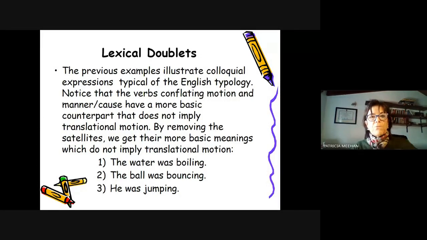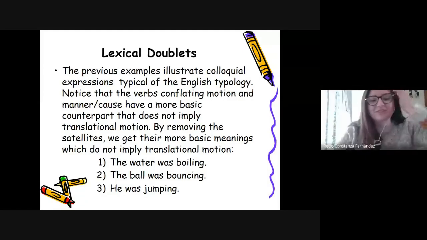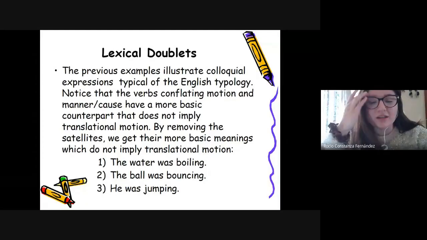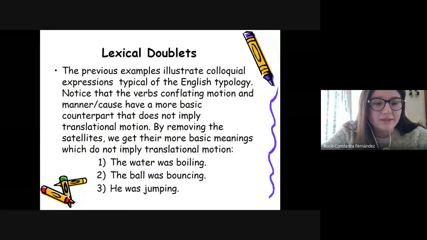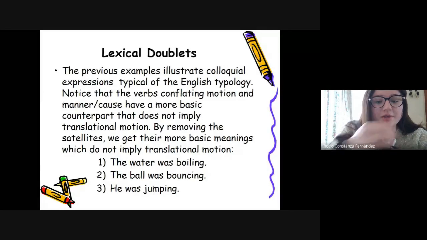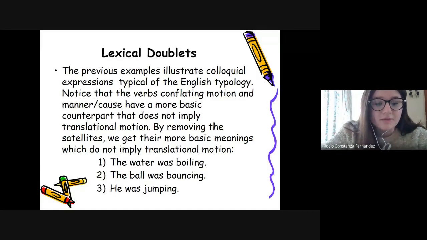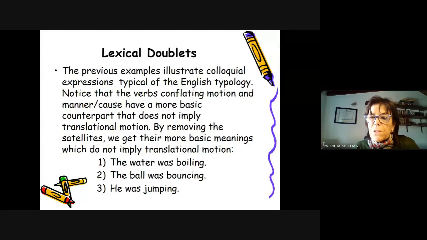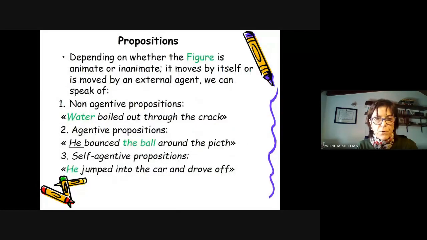because, Rocio, can you read what it says here? Yes, I'm here. Lexical doublets. The previous examples illustrate colloquial expressions typical of the English typology. Notice that the verbs conflating motion and manner cause have a more basic counterpart that does not imply translational motion. By removing the satellites, we get their more basic meanings, which do not imply translational motion. Thank you, Sophie. Go back to the previous one.